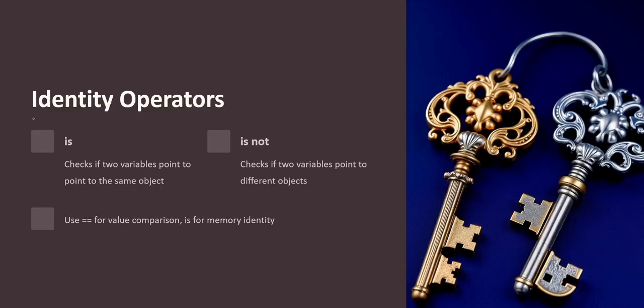Now next is identity operators. So what are identity operators? Identity operators are simply used to compare the memory location of the object. Now what does that simply mean? For example, I have a variable a, which is 1, 2, 3. Okay, let's say I have b, that is also 1, 2, 3.